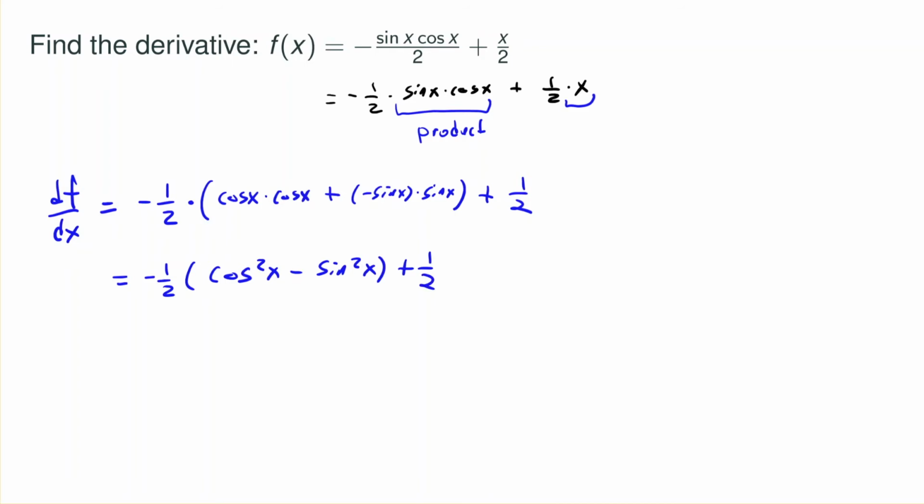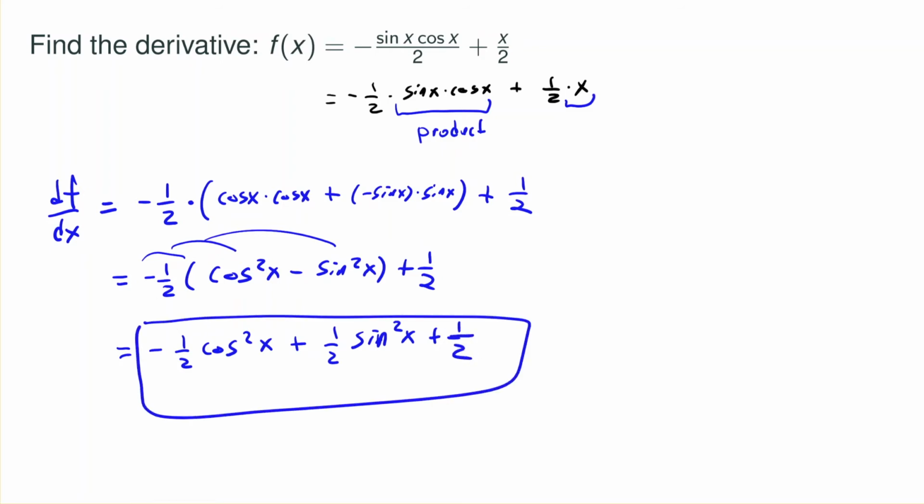And we can actually distribute negative half, so negative half cosine squared x plus 1 over 2 sine squared x plus half. So this right here is the derivative of this function.